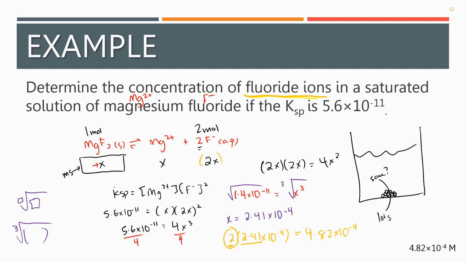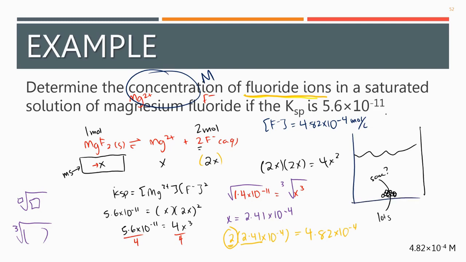And I would mark you still wrong on this one. 3 out of 4. The answer I'm looking for is the concentration of F minus is equal to 4.82 times 10 to the negative 4 big M. Concentration is always measured in M. If you wrote this as moles per liter, same thing. I'd give you the mark on that one.